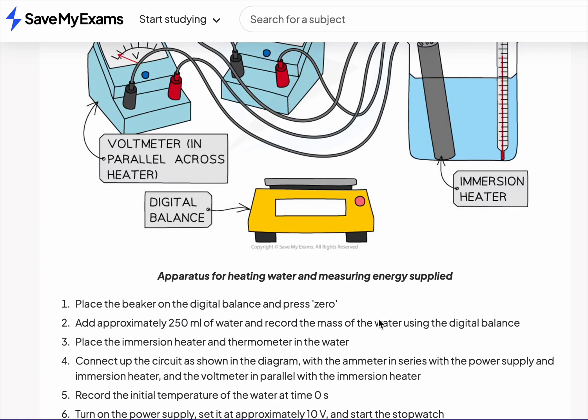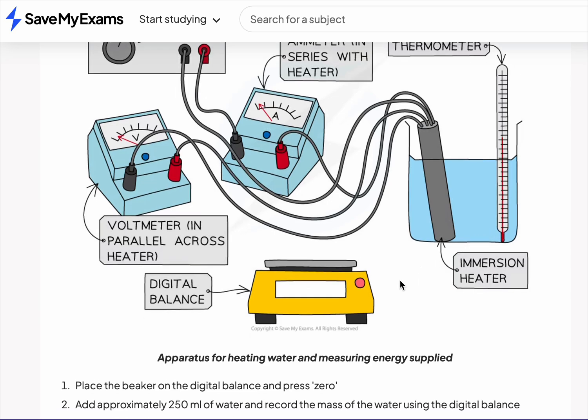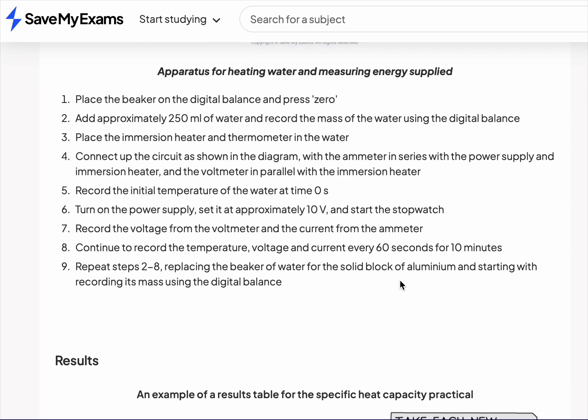And you can do the same by having, instead of the water, an aluminium block within which this immersion heater fits exactly. There's a hole for it, and there's also a hole designed to be the size of the thermometer, okay? So this is the method, so you can stop the video and look at the method. It might be worth you copying this out for your own notes. And they've suggested the power supply is set at approximately 10 volts when you start the experiment.